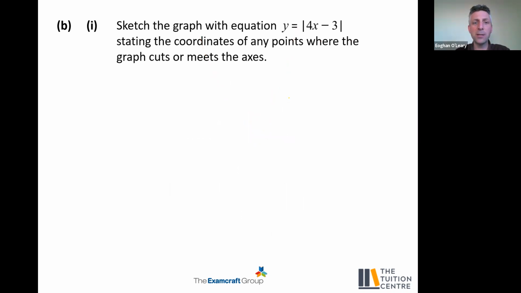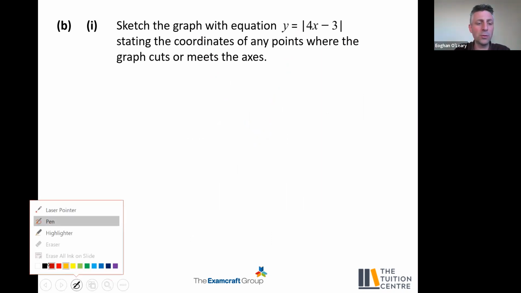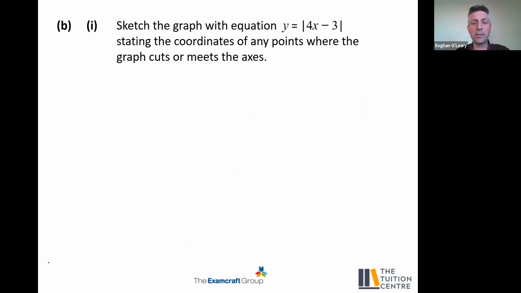It says sketch the graph with the equation y equals the modulus of 4x minus 3, stating the coordinates of any point where the graph cuts or meets the axis. Okay, so as I always say, if you don't know what to do, do what you know. So students might have to think a little bit about how to start off. But when you look at it, y equals the modulus of 4x minus 3. In the simplest case, you could just put in a number of values for x, get out different values for y and plot that.